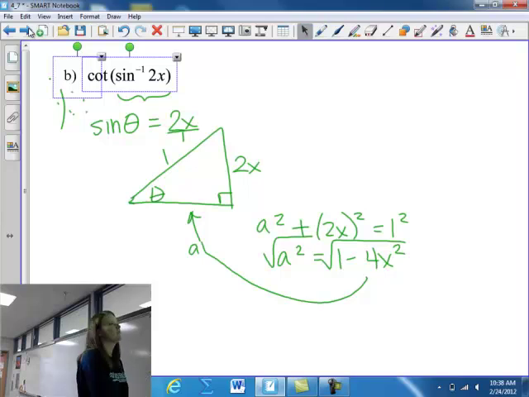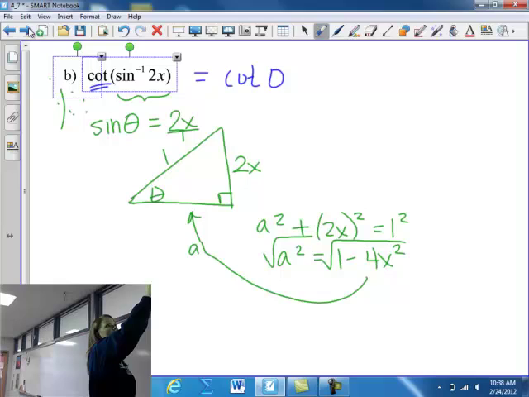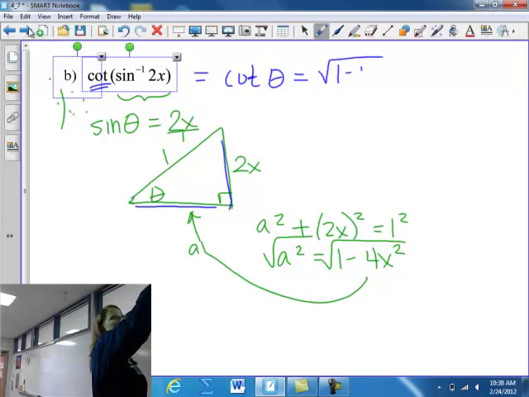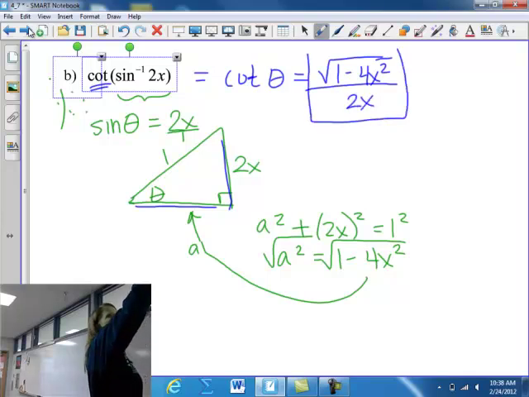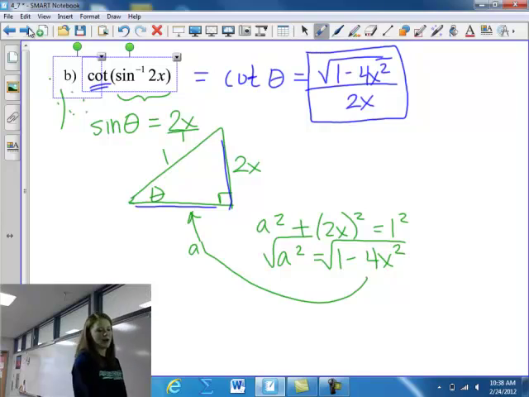Okay, what were we really looking for? We were looking for the cotangent of that same angle. Tangent is opposite over adjacent, so cotangent is adjacent over opposite. So I need my square root of 1 minus 4x squared over 2x. It's not a very pretty expression, but hey, there's no trig in it. None at all.